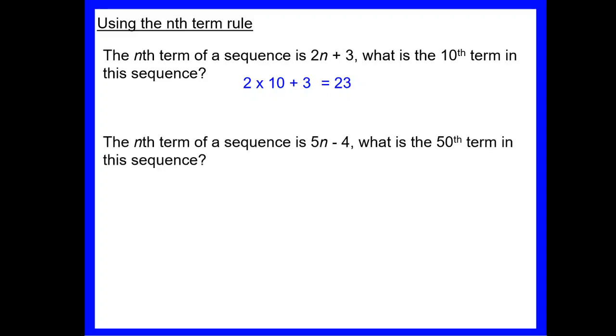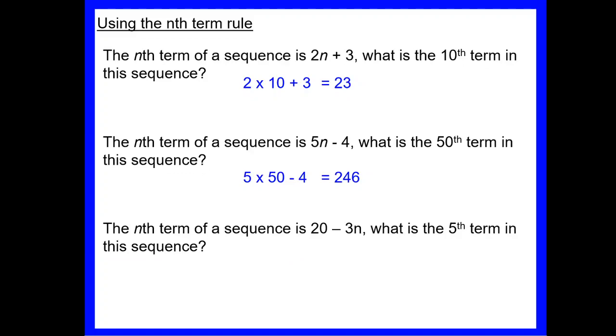Let's try another one then. So our rule is 5n minus 4, so that's 5 times n minus 4, and we want the 50th term. So we're going to swap n for 50. So we have 5 times 50 minus 4, again following BIDMAS, 5 times 50 is 250 minus 4 gives us 246.